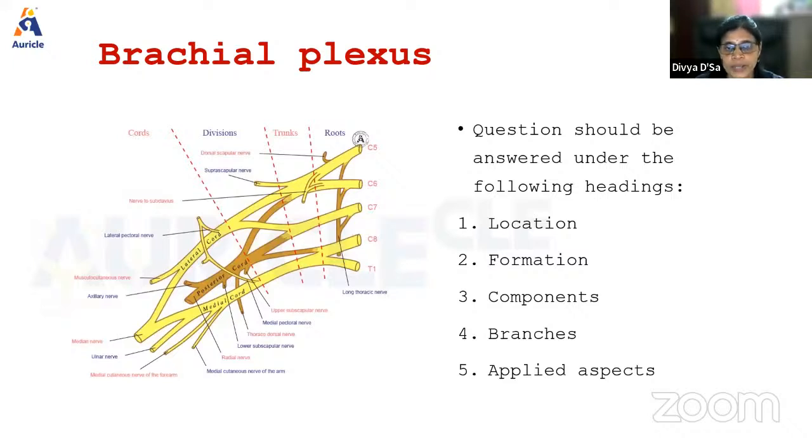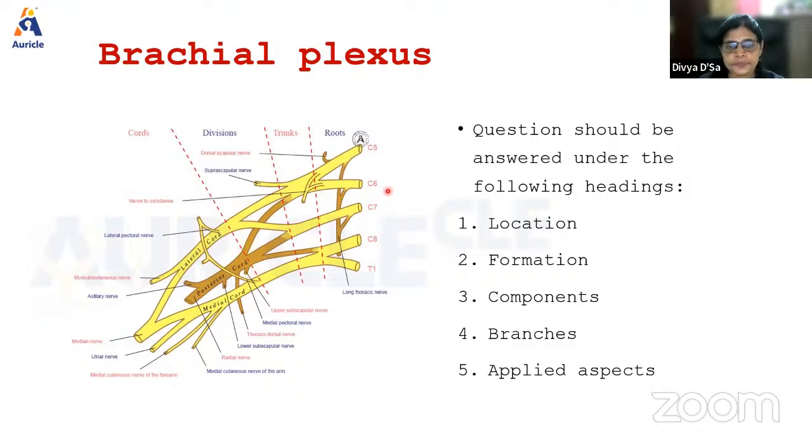So here, the brachial plexus is basically a plexus of nerves which are formed by the ventral rami of C5 to T1 spinal nerves. The ventral rami of them intermingle with each other and form the nerve plexus that is known as the brachial plexus. So basically, we see the formation of the brachial plexus, which extends from the neck region to the axilla.